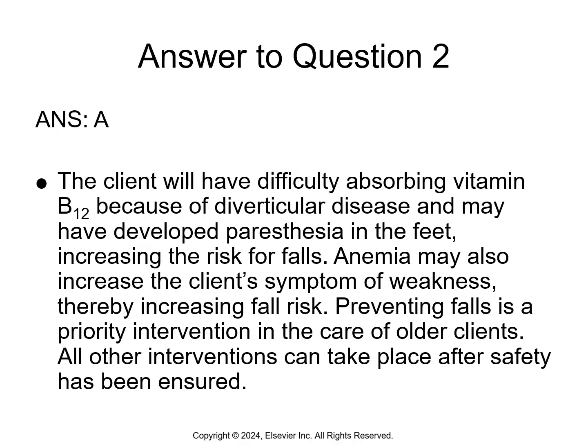So the answer is A, and some of you may have selected something different. The client will have difficulty absorbing vitamin B12 because of diverticular disease. This took some thought, and the client may have developed paresthesia in the feet, increasing the risk for falls. Anemia may also increase the client's symptom of weakness, thereby increasing the fall risk. Preventing falls is a priority intervention in the care of older adults. All other interventions can take place after safety has been ensured. So always think safety first, especially in older adults. That's important to know.